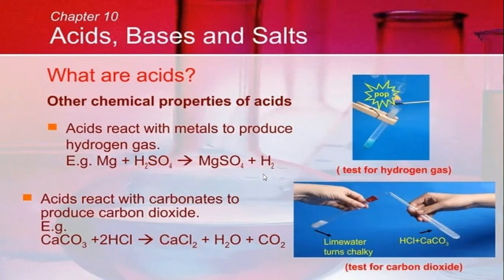So what are the chemical properties of acids? Acids react with metals to produce hydrogen gas. For example, magnesium plus H2SO4 equals MgSO4 plus H2, or hydrogen. Acids react with carbonates to produce carbon dioxide and such. You can test for hydrogen gas in the following way: it usually gives a pop when you light it. In the lab you have your apparatus ready and you can test for hydrogen gas in that manner.